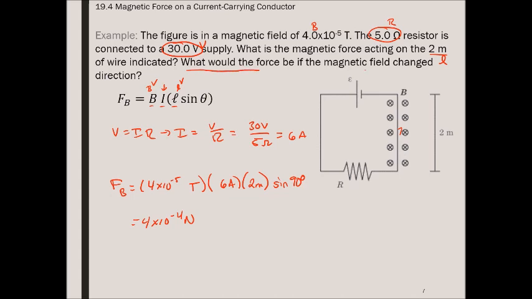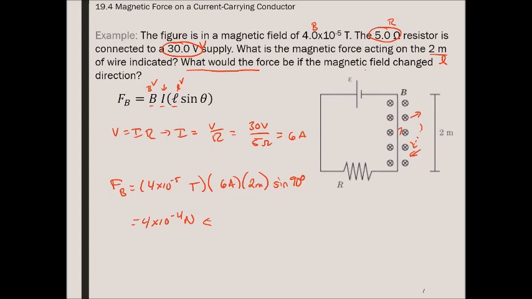Then they asked us, now your challenge question on the lesson: would the force of the magnetic field change if we flip the direction? So if we flip the direction of the magnetic field from going into the page to going out of the page, does that change this number at all? I'm going to take a minute to think about it.